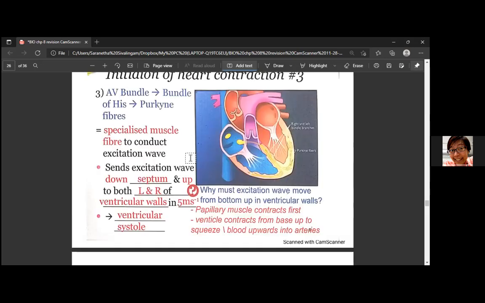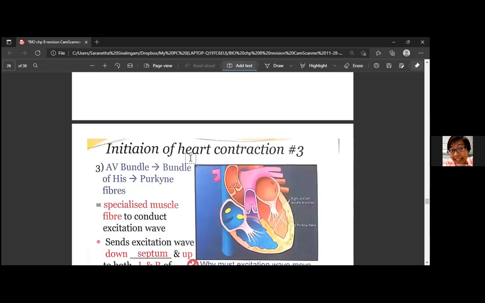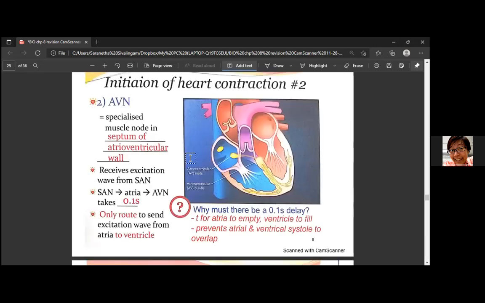There is a delay of 0.1 second when the excitation wave arrives at the AVN, right? Sarah? Yeah, Ching. Yeah, so when the excitation wave arrives at the AVN, there is a 0.1 second delay in the AVN before excitation continues to go to the bundle of His, right? Yeah, okay, thank you. Thank you, Ching.